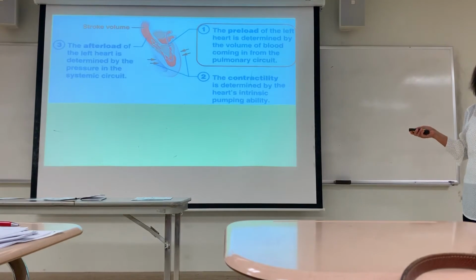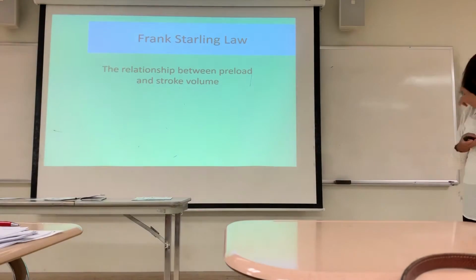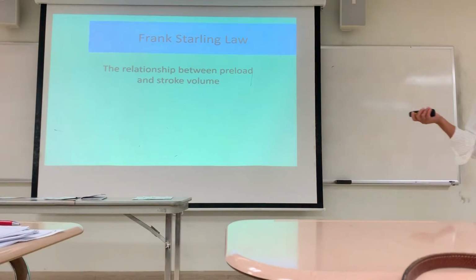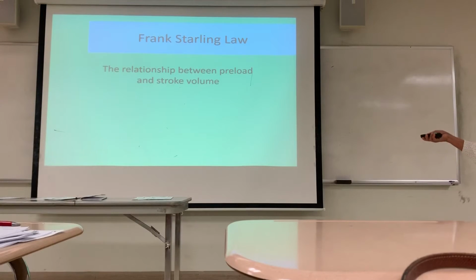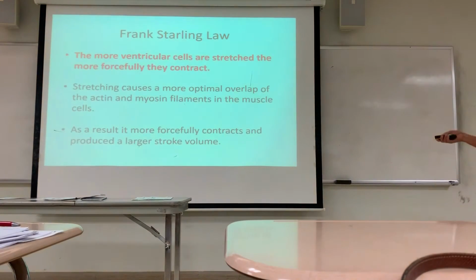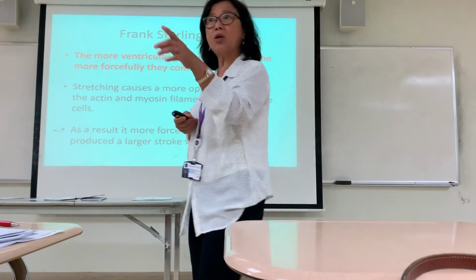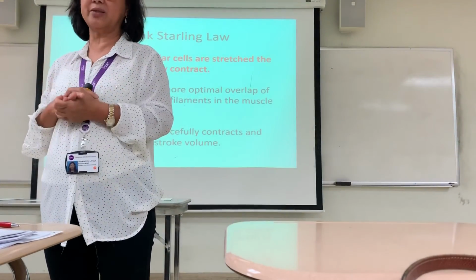Got it? So the strength of your cardiac muscle is very important for the preload. This is the Frank Starling law. Remember that Frank Starling law, because when you go to your upper A&P, this is always asked. It is the relationship between the preload and the stroke volume. The more ventricle cells are stretched, the more forceful they contract. So stroke volume will depend on the quality of your sarcomeres or of your ventricular muscles.